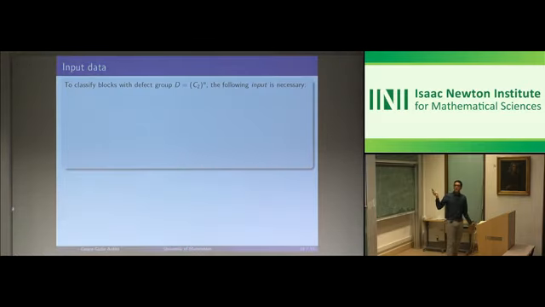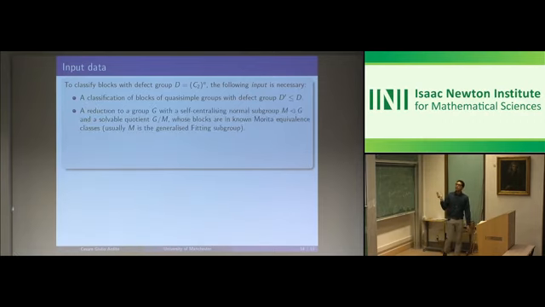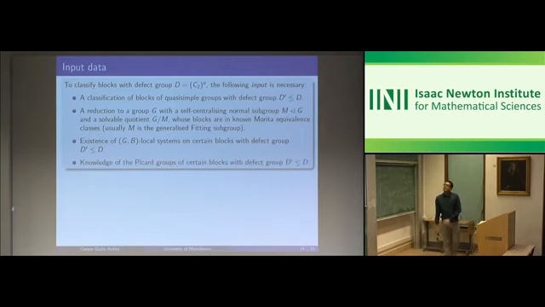So to finish real quick, to classify blocks with this defect group, we need classification of blocks of quasi-simple groups, and a reduction to a solvable quotient. Ideally, M will pretty much always be the generalized Fitting subgroup after some reductions. We also need existence of GB local systems on certain blocks. You don't need all of them a priori, because depending on the groups you're looking at, you might take some shortcuts, and the same goes for Picard groups. But you need to be able to ascertain the existence of GB local systems and compute Picard groups of blocks in order to produce this list.